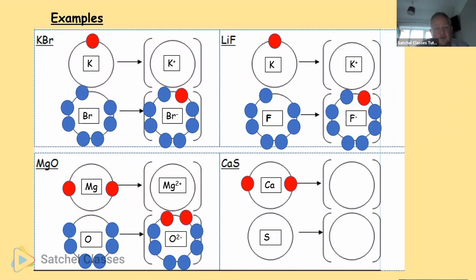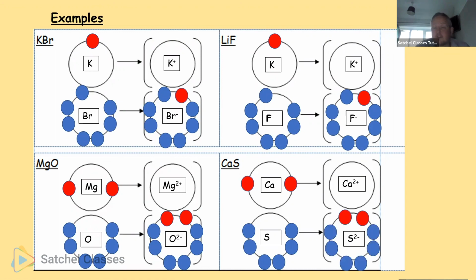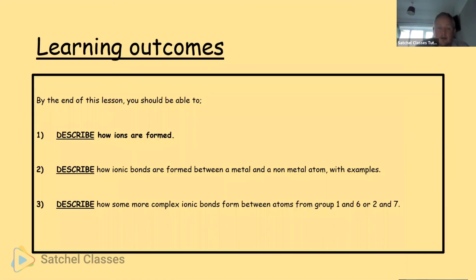Calcium's also group 2. Sulfur's in group 6. Calcium will lose its 2 electrons to become 2 positive, and sulfur will become a 2 negative ion in the same fashion by taking those 2 from calcium. And that's how we describe some more complex ionic bonds and how they form between atoms from group 1 and 6 or 2 and 7.